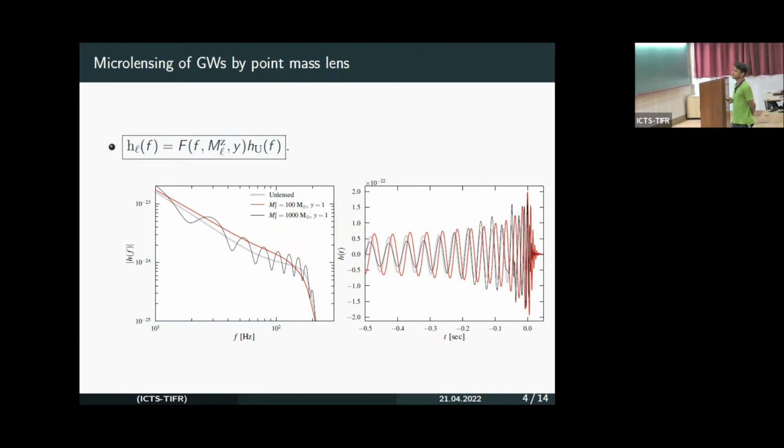Here, the MLZ term refers to the lens mass, actually the redshifted lens mass, and Y is called the dimensionless source position. You can think of it like your observer is here, your lens is here, and from this line, how far away is your source? That quantity is defined by this Y term. It is a dimensionless quantity. I have shown here two cases, 100 solar mass and 1000 solar mass. The gray line refers to the unlensed waveform, and similarly, the right panel shows you the GW waveforms in the time domain.